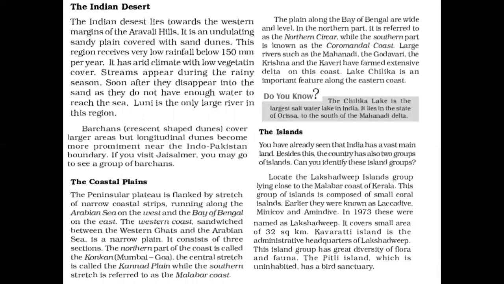The Indian desert lies toward the west and it receives the lowest rainfall, that is 150 millimeters per year. And if you go to Jaisalmer, you will see the Barchan. Barchans are sand dunes, deposits of sand in the form of a crescent.